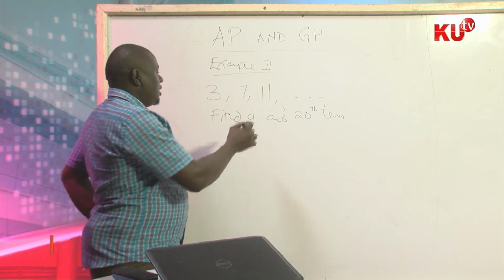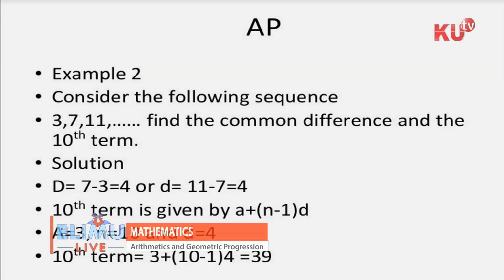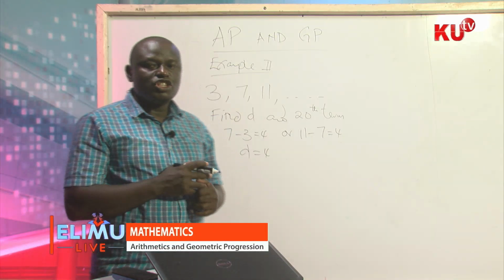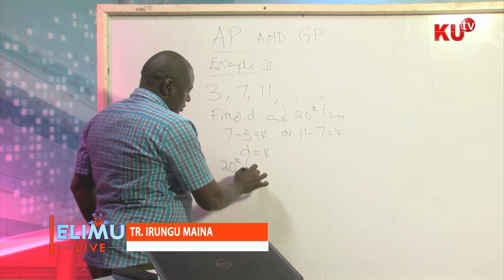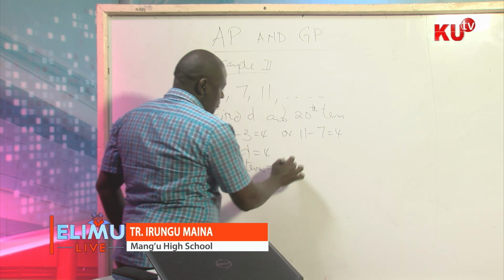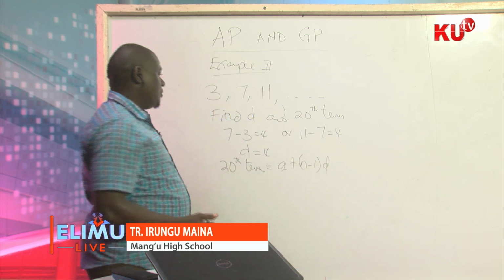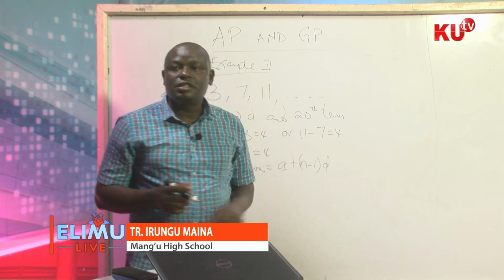Let's do that. D, we have already found. We have said it is 7 minus 3, which is 4, or 11 minus 7, which is 4. So our D is 4. Then, what is our 20th term? Our 20th term shall be given by the formula A plus n minus 1 of D. Our A is 3, n is 20, and D is 4.